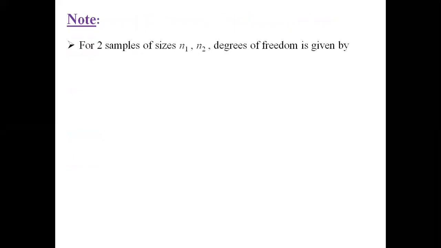Note, for two samples of sizes n1 and n2, degrees of freedom is given by nu equal to n1 plus n2 minus 2. For a single sample, degrees of freedom nu is equal to n minus 1. And for two samples n1 and n2, degrees of freedom are obtained by nu equal to n1 plus n2 minus 2.